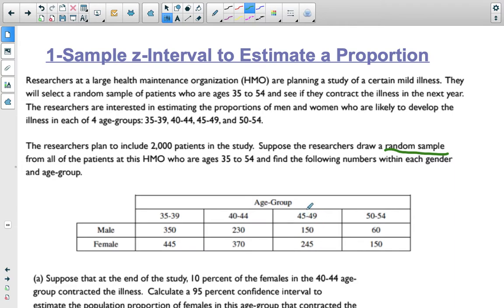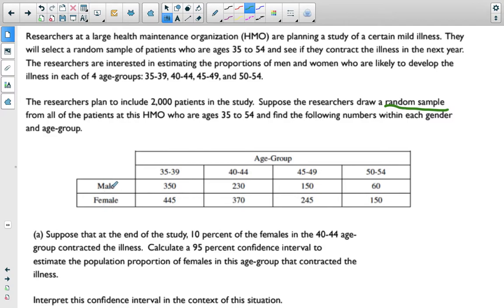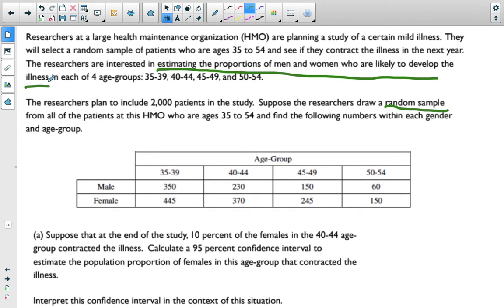So this is kind of like looking back at what we learned earlier in the two-way table where we have two variables, age group and gender. So we want to learn something about each of these age groups and the associated gender and what their proportion or likelihood is. This is important. They want to estimate the proportions of men and women who are likely to develop that illness. Okay, because if you're talking about a health organization, you want to know these things. How likely is it that a group of people with these certain characteristics contract this disease or have this illness? So this is something important.